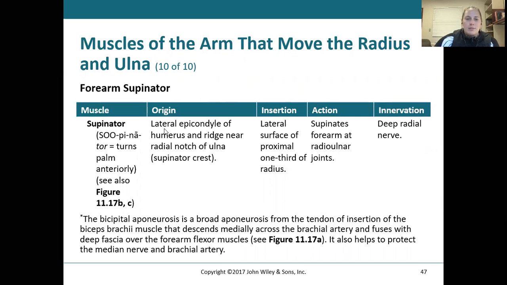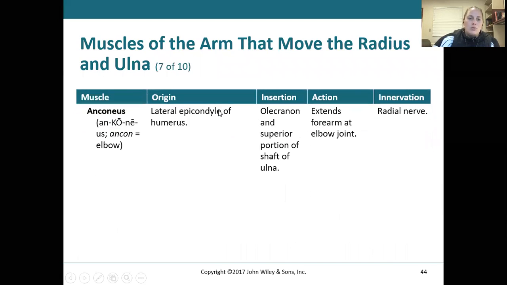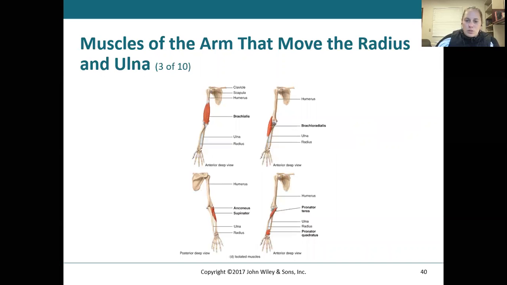So if we go back, oops, supinator. Here we can see it. It's located near the condyles. Supinator, right there. Okay, so think of it as one of those important muscles that move the radius and ulna.